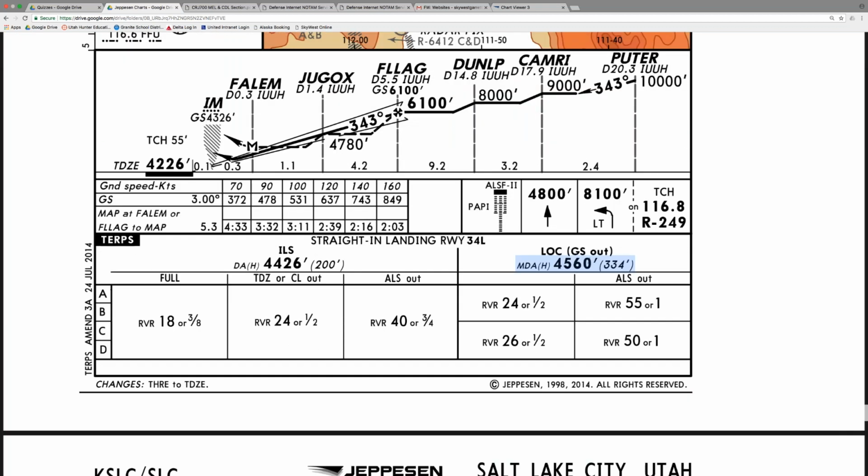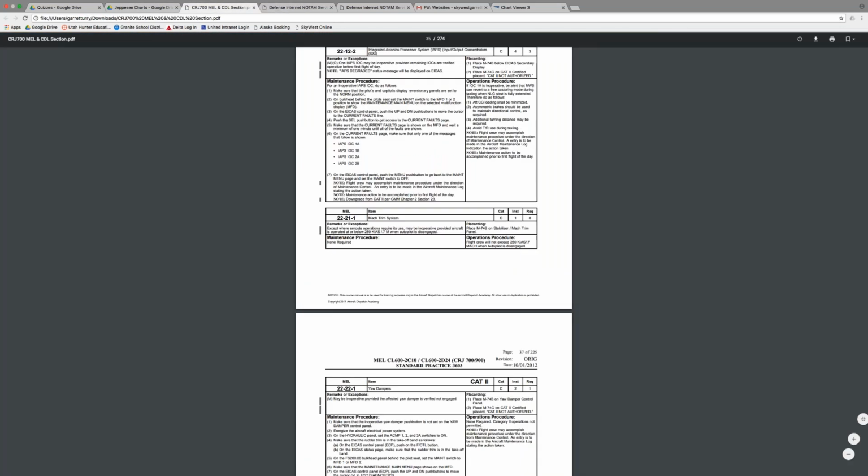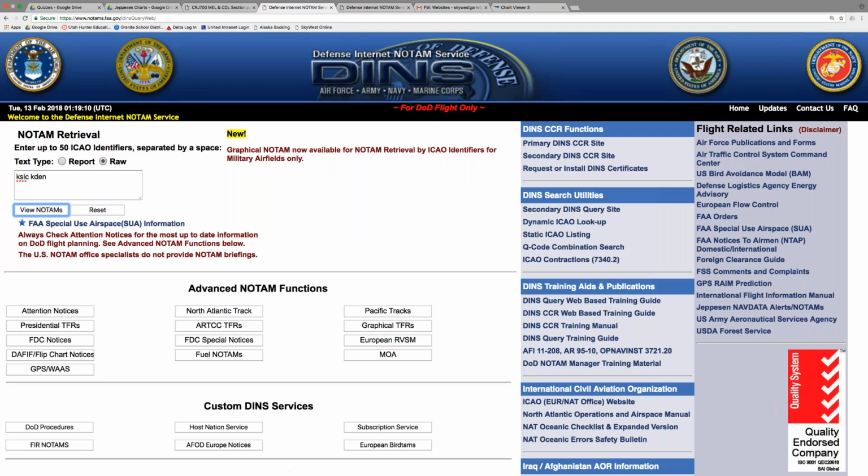So when it's talking about the MDA, it's talking about this number here. So basically, it's just increasing the MDA by 100 feet. Does everybody see that NOTAM? Yes. You mean it's increasing the DA by 100 feet? Right.